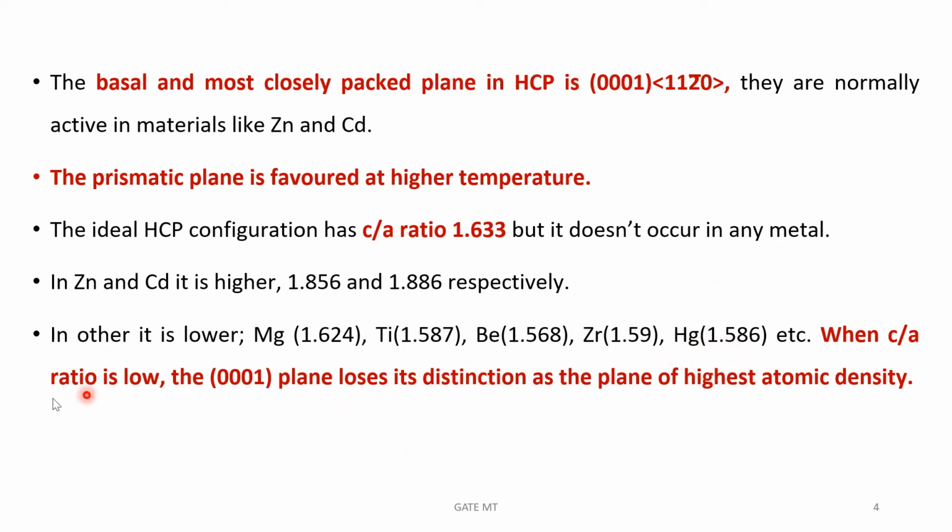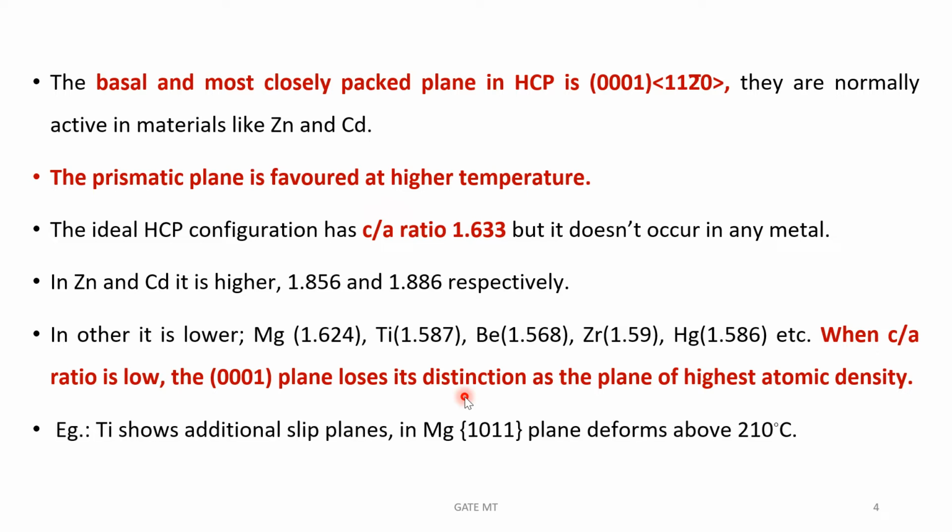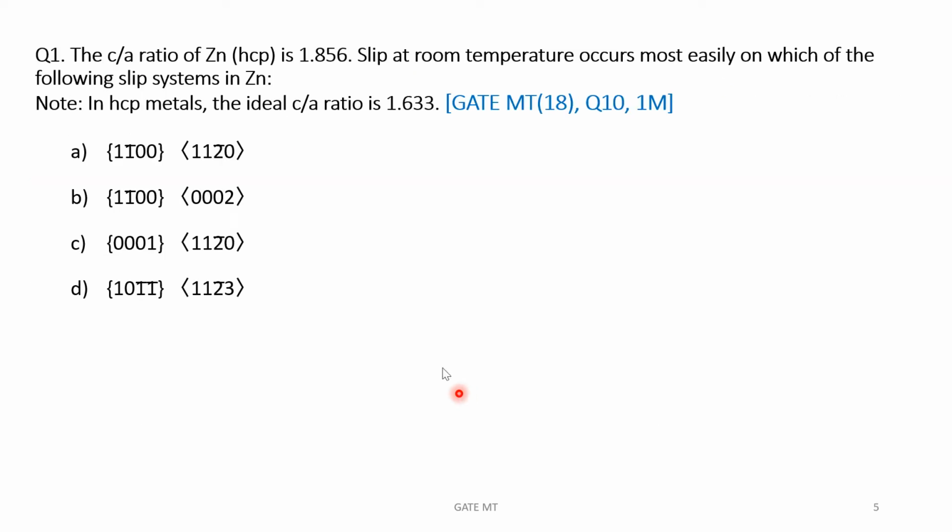So, whenever the c by a ratio is low, the 0001 plane is not the most densely packed plane. That is, it loses its distinction as the most densely packed plane, hence it won't be favored. Therefore, whenever the c by a ratio is smaller than the ideal value, the 0001 plane will not be the most densely packed one, hence it will not be favored. That is the reason why materials like titanium show additional slip planes, or in magnesium, the 1011 plane deforms above a particular temperature. So, keeping these points in mind, let us come back to our question.